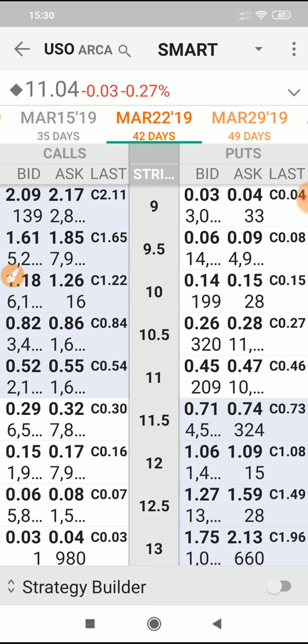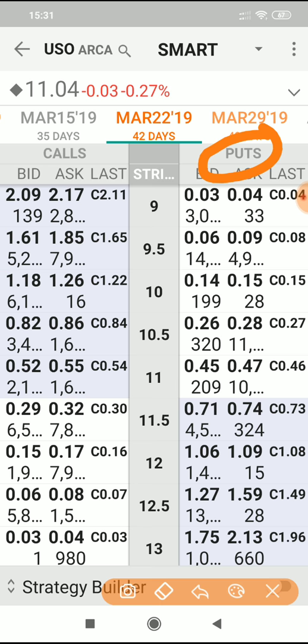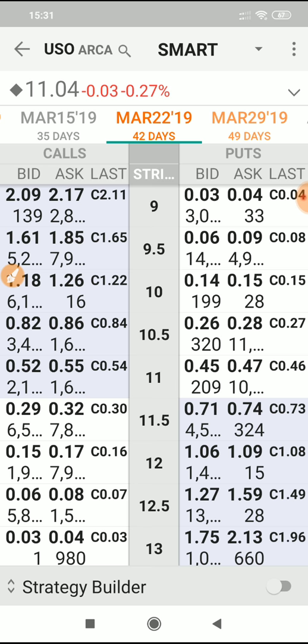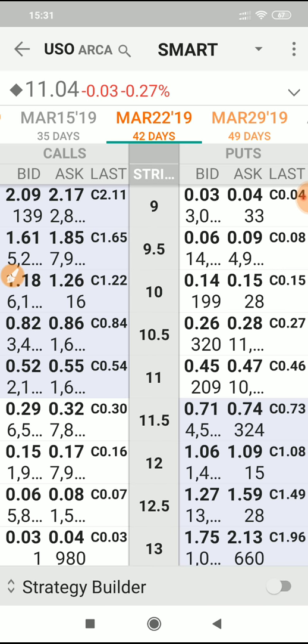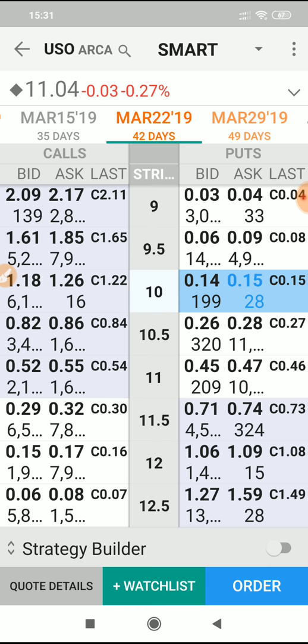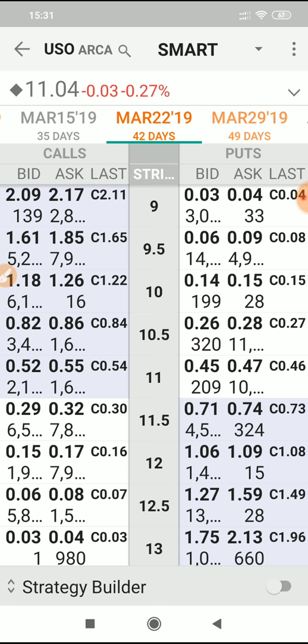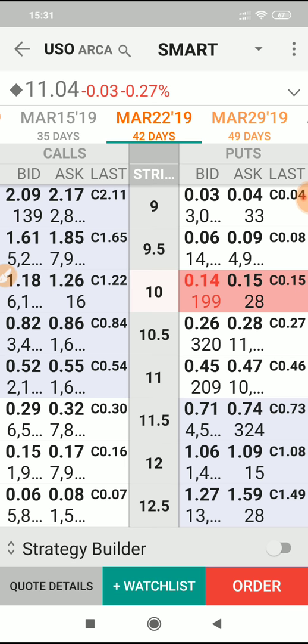Traditionally we sell puts, okay, and we sell at the bid. The bid price here is going to be 0.14. I've got to tap that to make it turn red for it to be a sell. If I tap the 0.15, it will go blue, and that will be a buy order. So we just need to get that right. So 0.14 gives us the sell.